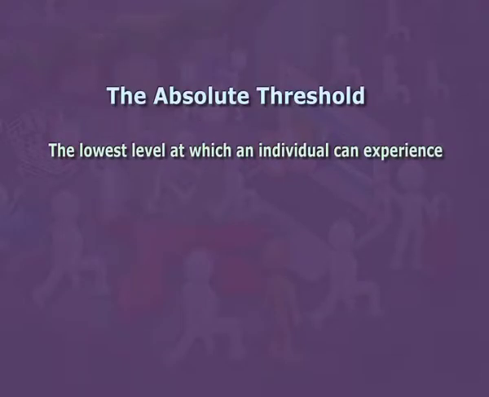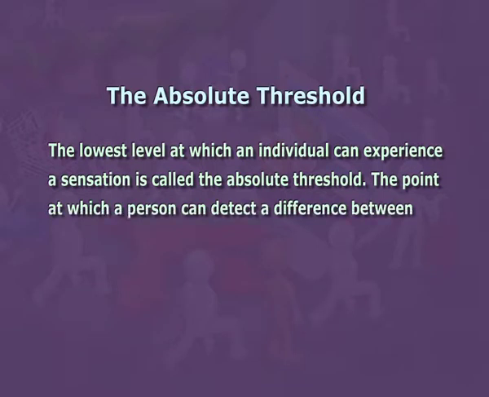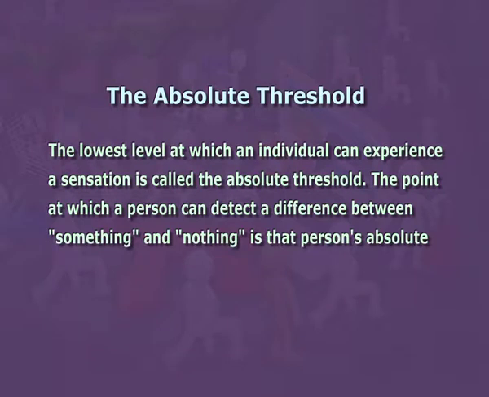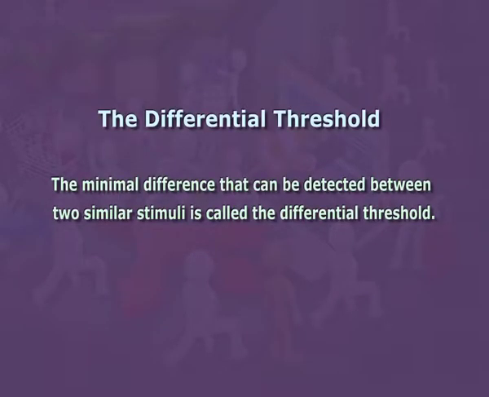The lowest level at which an individual can experience a sensation is called the absolute threshold. The point at which a person can detect a difference between something and nothing is that person's absolute threshold for that stimulus. Thirdly, the differential threshold. The minimal difference that can be detected between two similar stimuli is called the differential threshold.